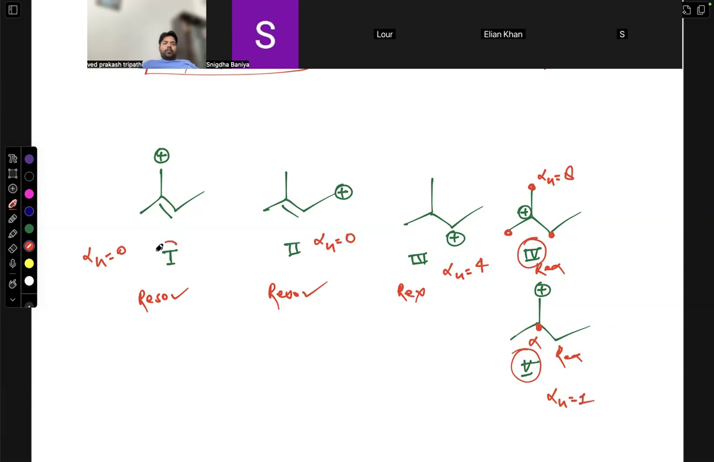So now compounds 1 and 2 are identical. You can see they have the resonance and they have just one alpha H. So 1 and 2 have equal stability. Now between third, fourth, and fifth, they don't have resonance, so it's quite easy for you. So fourth, then third, then fifth. Make sense? Tell me, everyone. Perfect.